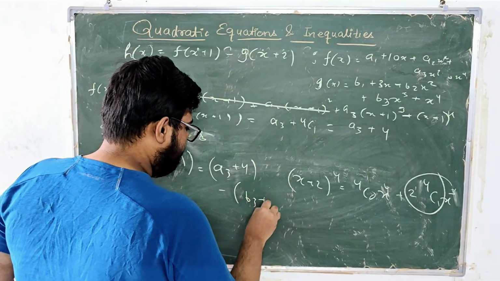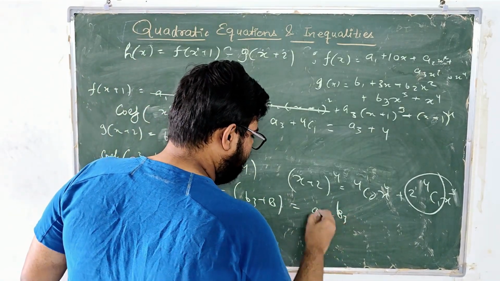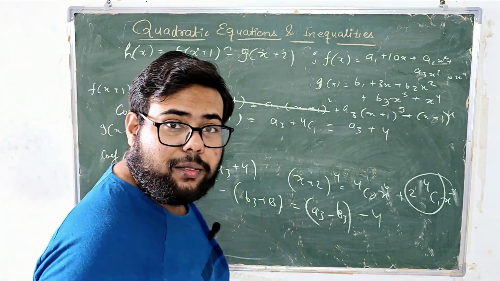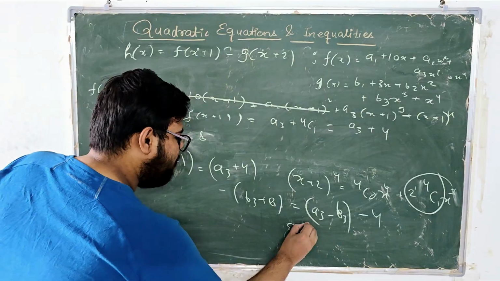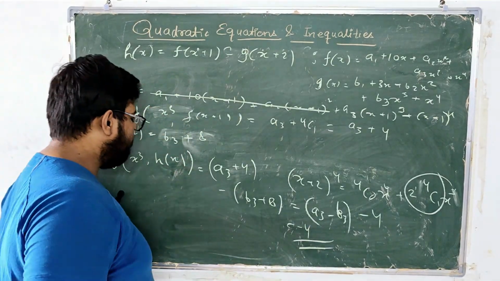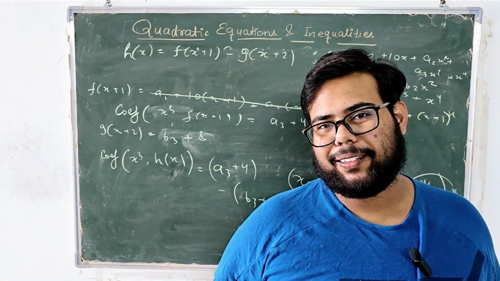minus b3 plus 8, which is a3 minus b3 minus 4. Now a3 minus b3 was equal to 0. So this is equal to negative 4. So it means that the coefficient of x cube in h of x is equal to negative 4. Now let's move to the next question.